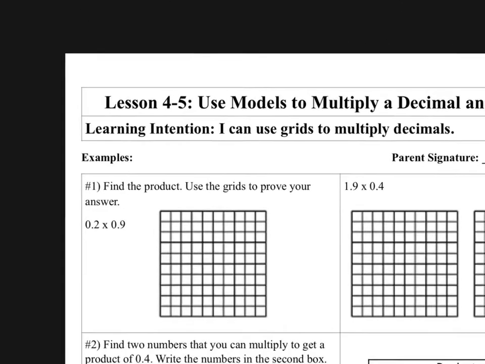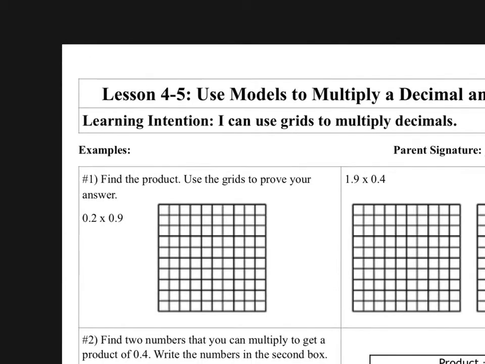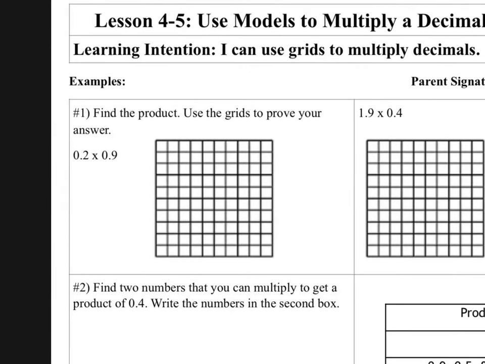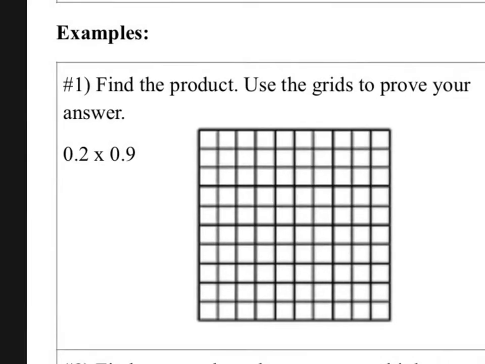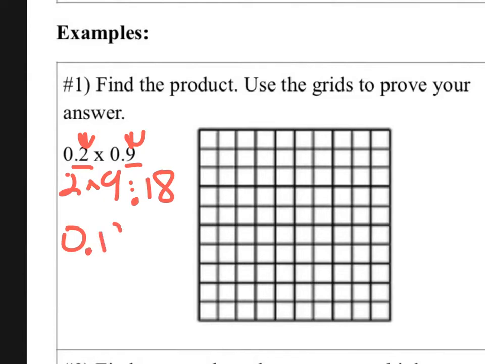Let's go look at our example number 1. It says find the product. Use the grids to prove your answer. Okay, let's find the answer first, and then let's use the grids to prove our answer. We can imagine that 2 is just a 2 and that 9 is just a 9. So 2 times 9 would be 18. And then there's going to be two numbers behind the decimal. So our answer is going to be 18 hundredths, or 0.18.